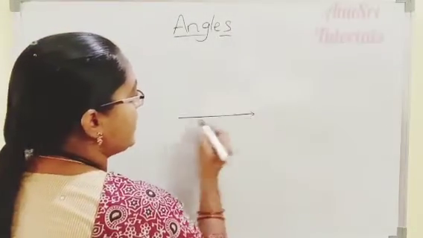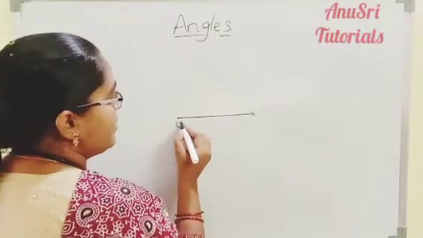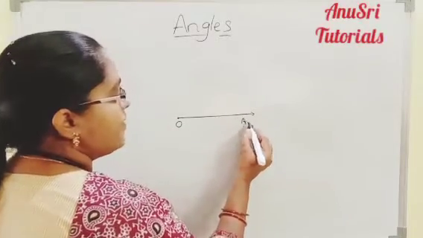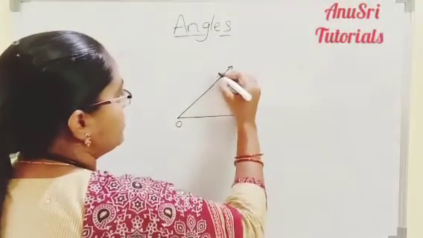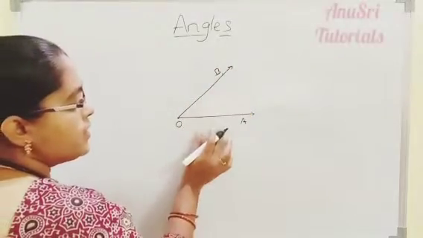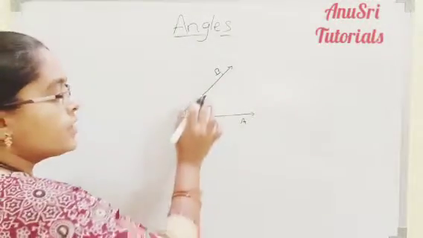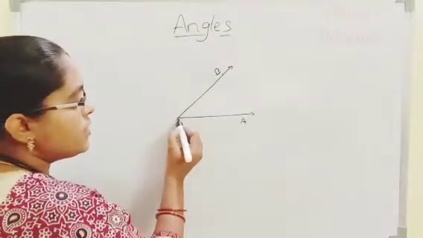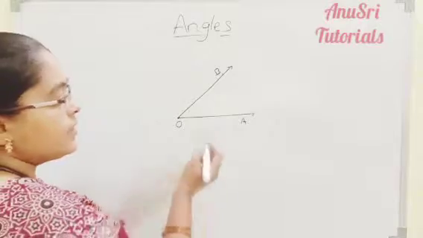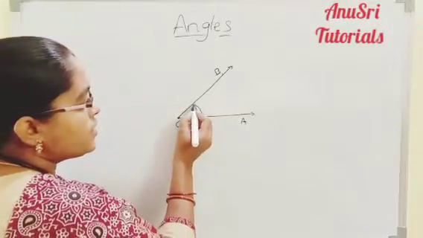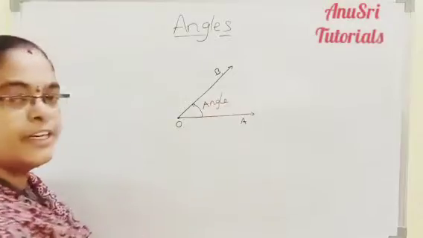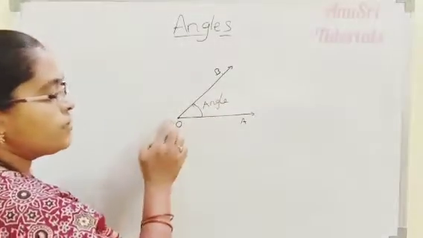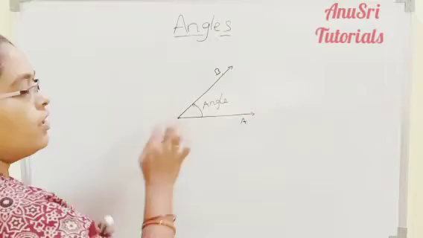See here, I have a ray OA and one more ray, OB. OA is one ray, OB is another ray. These two rays are starting from the same point O. Then the distance between these two rays is nothing but an angle. So the distance between two rays which are starting from the same point is called an angle.